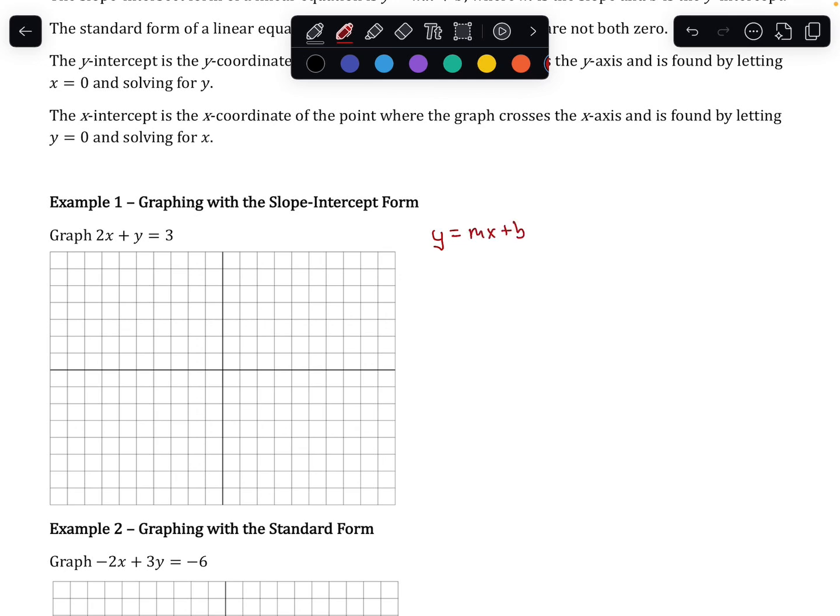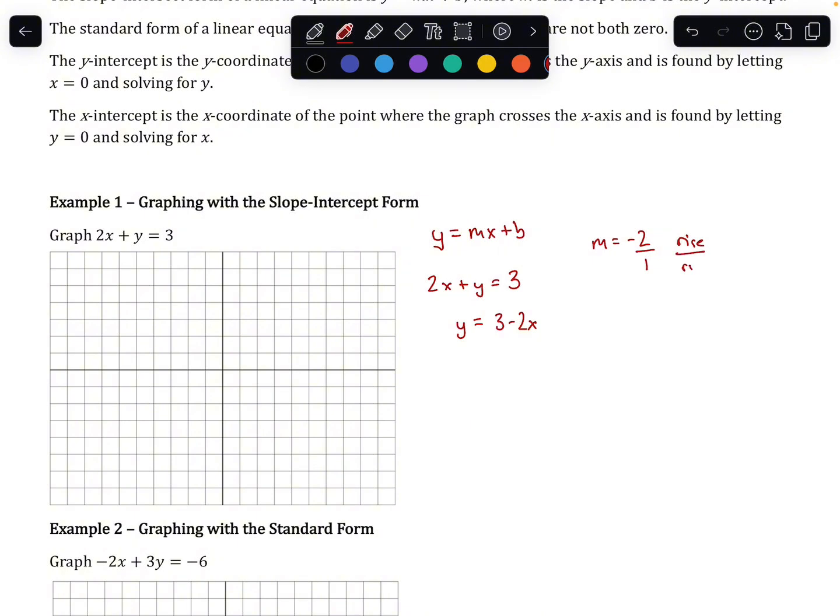If I look at my current equation, I do not have this. So I need to put it in slope-intercept form, which means I'm going to solve for y. So all I need to do is take away 2x, so y equals 3 minus 2x. So this means my slope is negative 2 over 1, because it's rise over run.